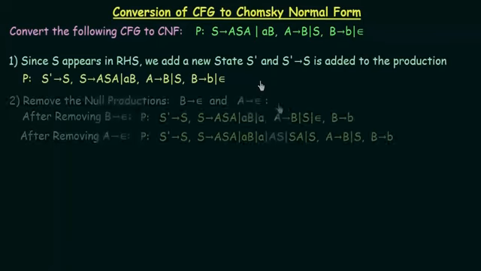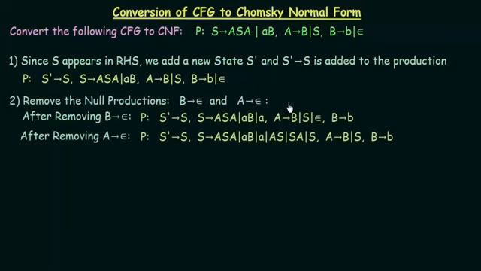Now let's go to the second step. So in the second step, we have to check if there are any null productions and we have to remove the null productions. So let us see what are the null productions that we have. Here we see that B gives epsilon. This is a null production. And also A gives epsilon. It is not directly there over here in this production, but I will show you how this comes as we proceed. And if you don't know how to remove the null productions, I suggest that you watch the video in which we have discussed how to remove null productions from a context-free grammar.